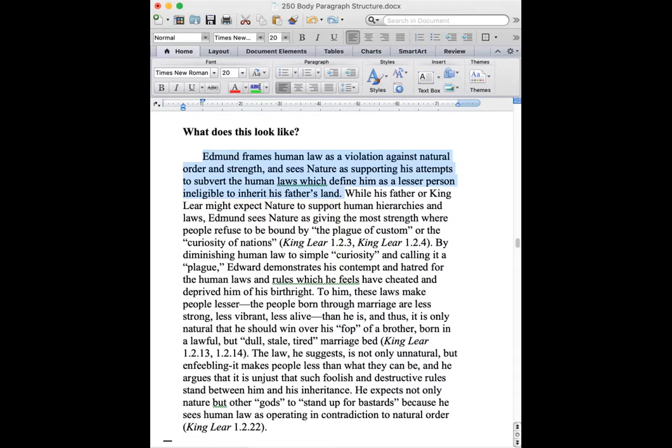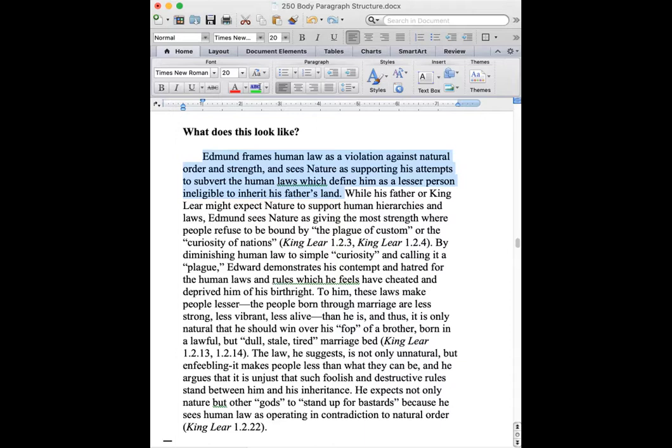Okay, so Edmund here has this long monologue where he basically invokes nature as a goddess and is railing against the human law that has defined him as a lesser human being. And he basically concludes with saying that he wants the gods to stand up for bastards, and he declares that he must have his legitimate brother Edgar's inheritance.